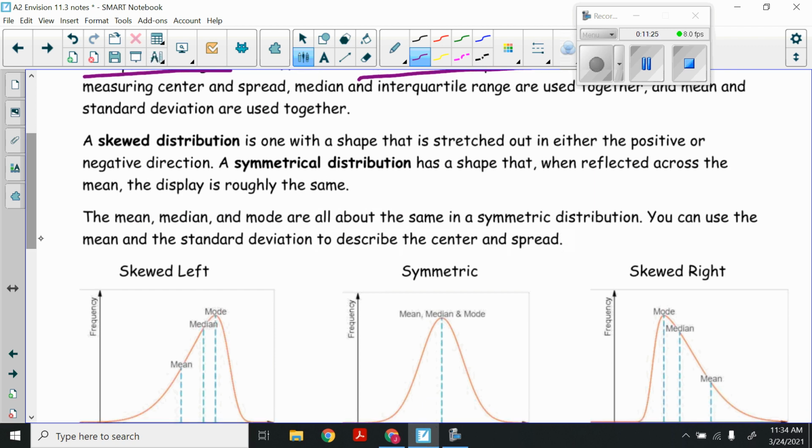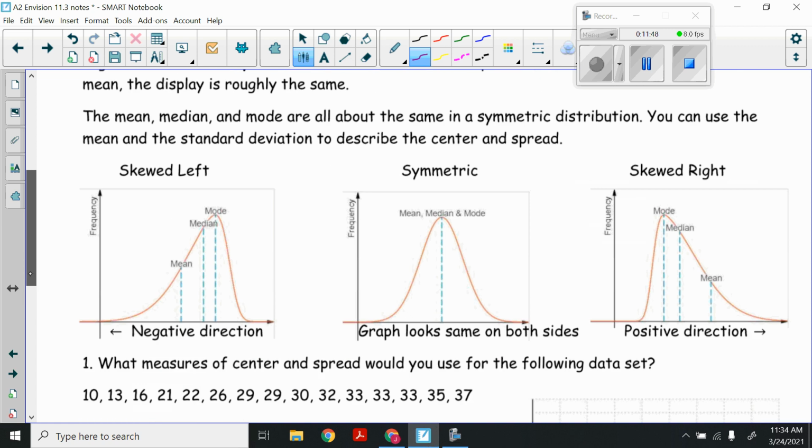We need to talk about skewed distribution. A skewed distribution is one with a shape that is stretched out either in the positive or negative direction. Symmetrical distribution has a shape that when reflected across the mean, the display is roughly the same. The mean, median, and the mode are all about the same in a symmetric distribution. You can use the mean and standard deviation to describe the center and the spread when it's normal. So we're going to look at that.